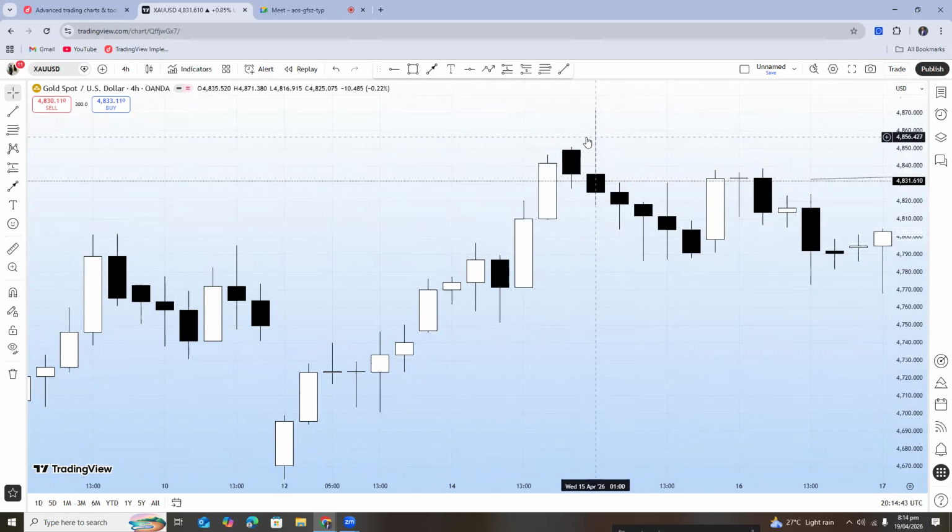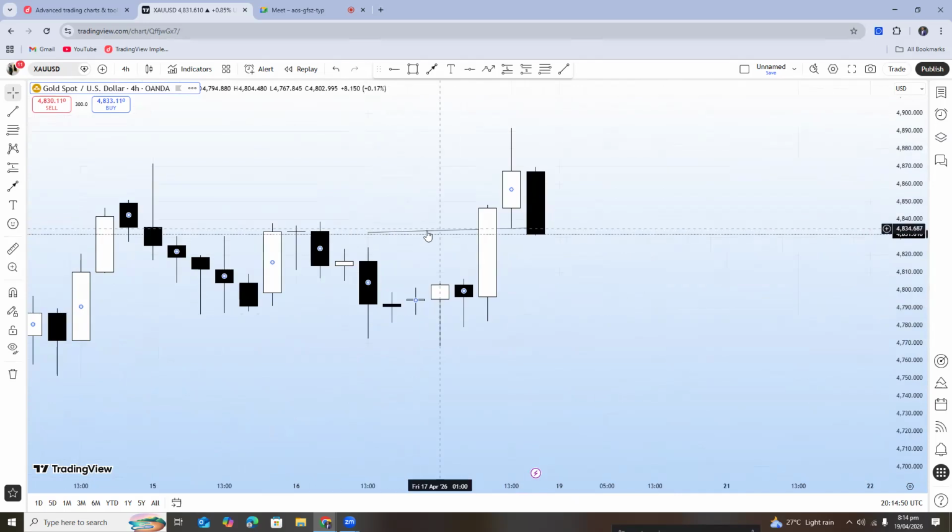Like I said, when you read the book, it's going to talk about a lot of these things. Okay, so I'll pause there. One thing I want you to know is that the candle has parts. This is the body, like we said, and these are the wicks or the tails.